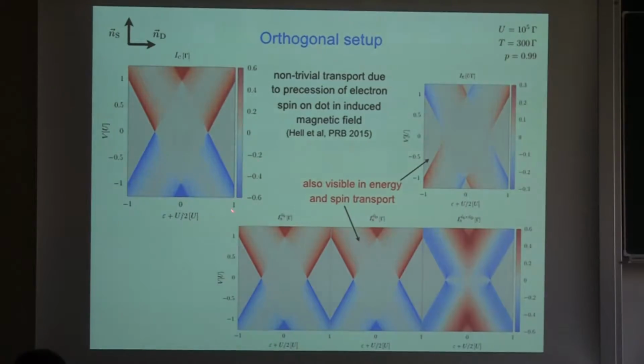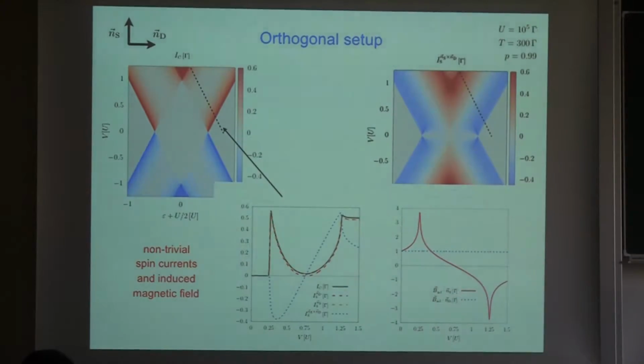And, well, first of all, this is also visible in the energy current and also in the spin currents itself. And now let's have a look at what one can learn from that. So, for example, if we consider here the charge transport, and here it's the spin transport in the direction perpendicular to the vectors in the leads, so pointing outwards here.